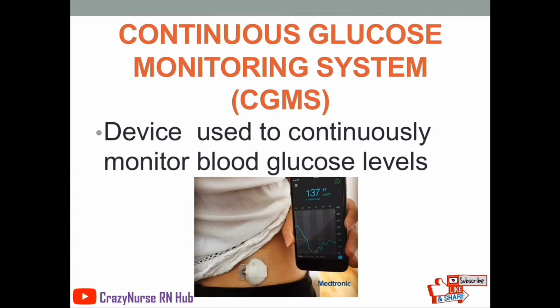Although the CGMS cannot be used for making decisions about specific insulin doses, it can be used to determine whether treatment is adequate over a 24-hour period. This device is most useful in patients with type 1 diabetes.